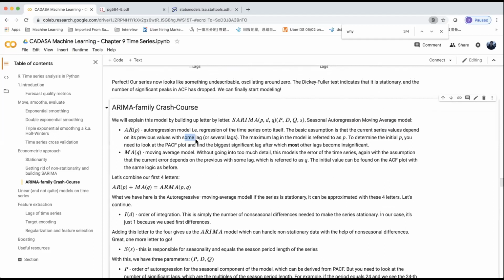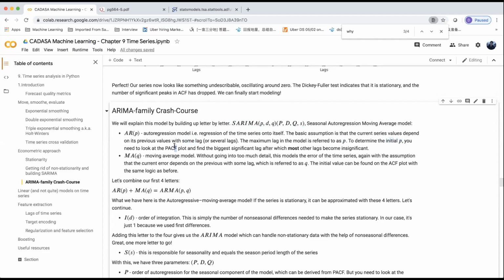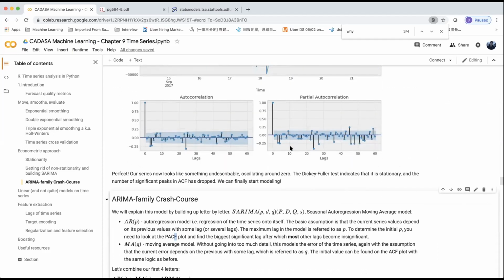So basically, the model is going to be Y_t equal to beta_0 Y_{t-1} plus beta_1 Y_{t-2}, and so on and so forth. Okay. The maximum lag in the model is referred to as P. Keep that in mind. The maximum lag is how many time periods you want to go back. To determine the initial P, you must look at the partial autocorrelation and find the biggest significant lag after which most other lags become insignificant.